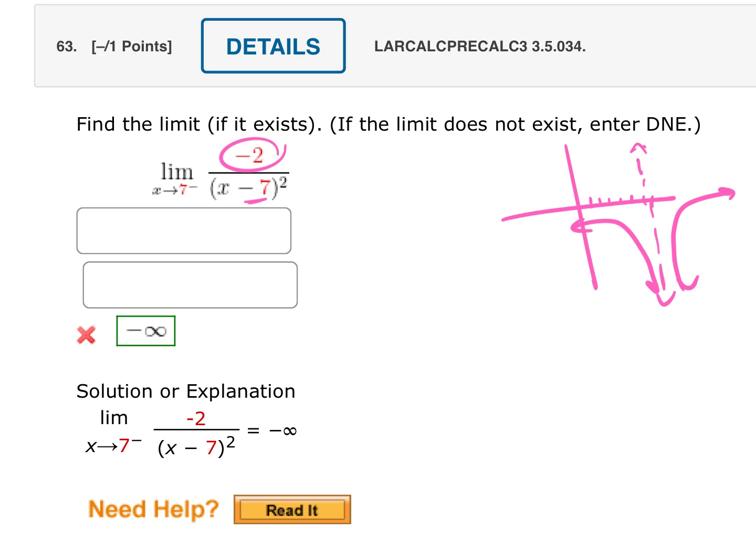So the limit as x approaches 7 from the negative direction would mean that it's coming from the left. This would be negative infinity. If this said limit as x approaches 7 from the positive direction, it would also be negative infinity.